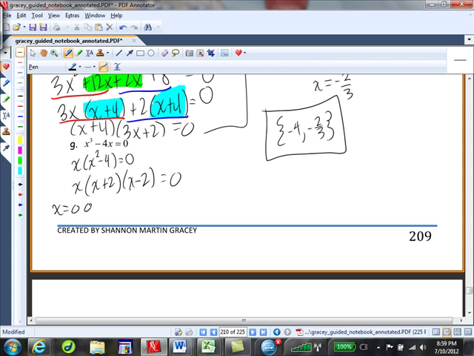So x is 0, or x plus 2 is 0, or x minus 2 is 0. And then subtracting 2 from this guy, adding 2 to this guy, we will get x is negative 2 and x is positive 2. So our three solutions are negative 2, 0, and positive 2. And we're done.